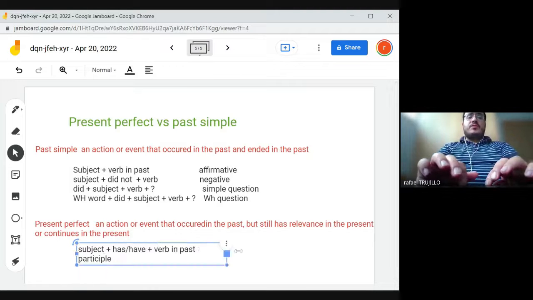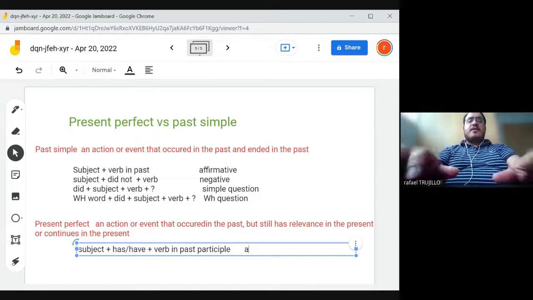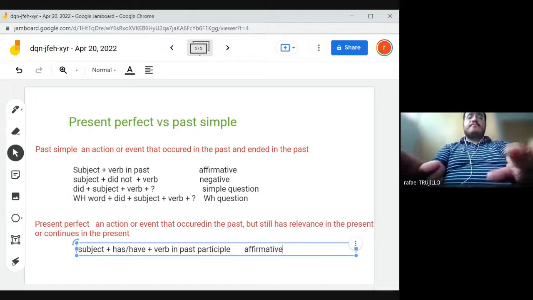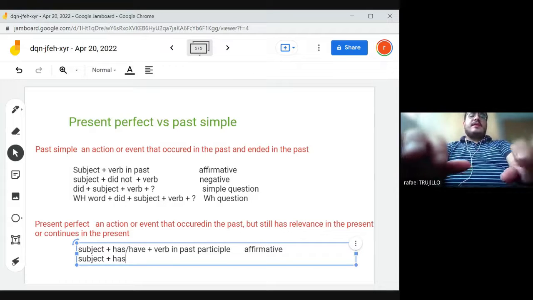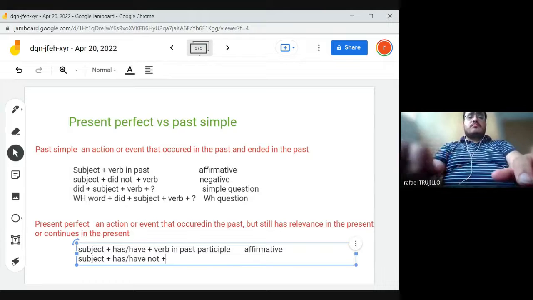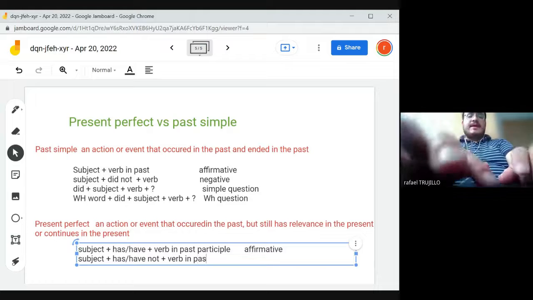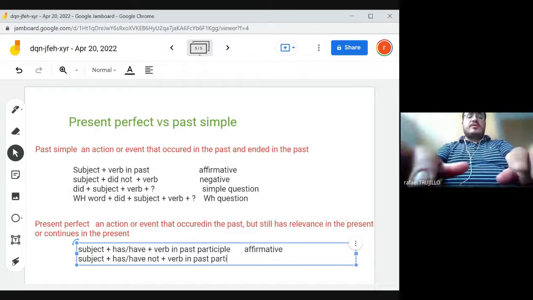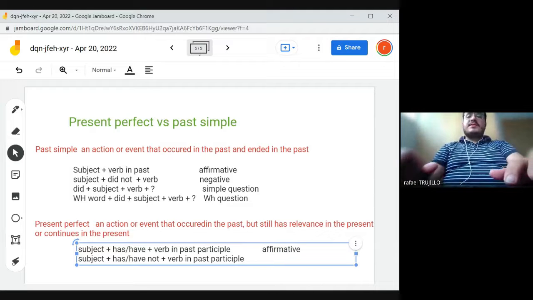Participle. Of course, for the affirmative, then we have subject plus has, have, not plus verb in past participle. And of course, this is the negative.